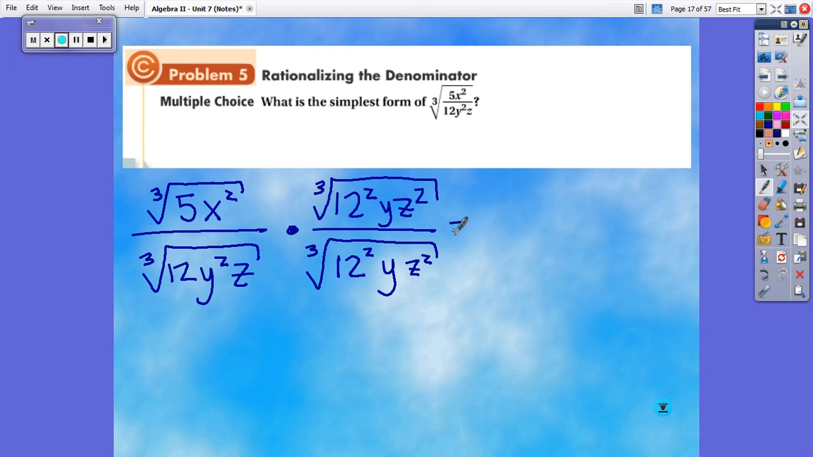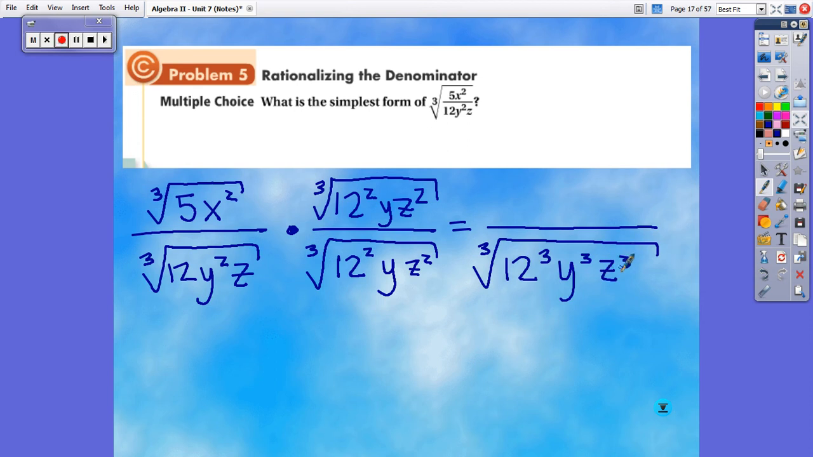And I'll show you why this works. I'm going to start with the bottom first. I'm going to ignore the top for right now. I have the cube root, indexes are the same, so I'm allowed to do this. 12 to the third, y to the third, z to the third.